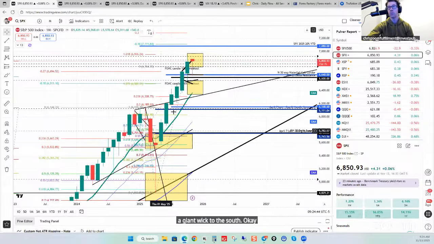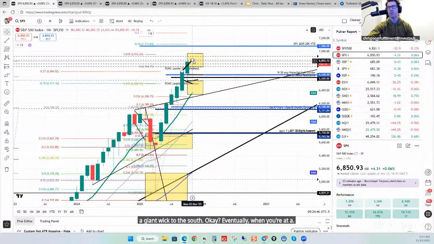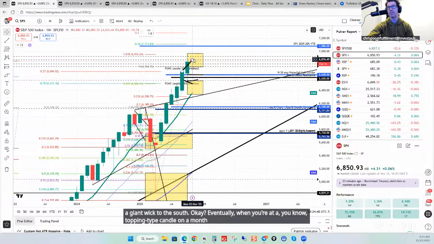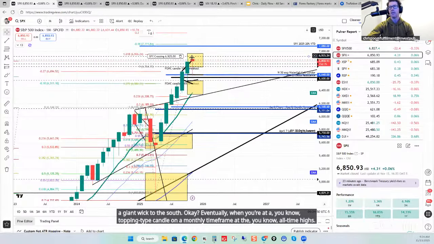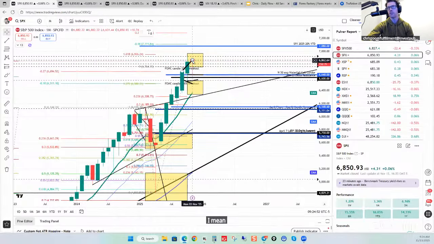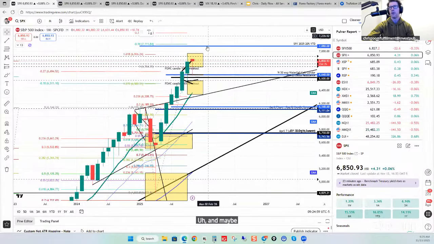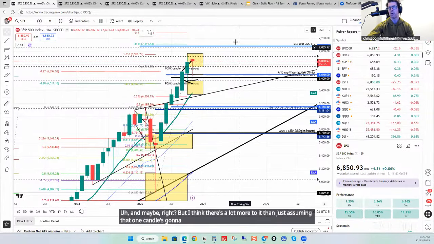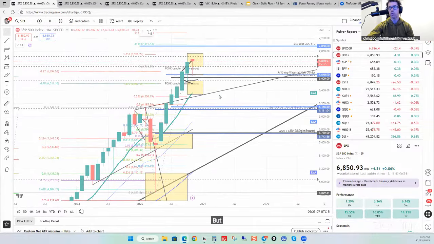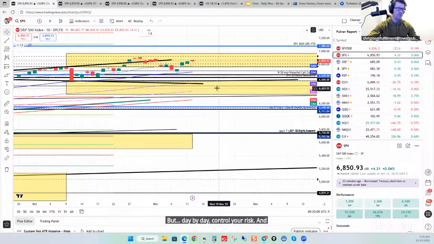Okay. Eventually, when you're at a topping type candle on a monthly time frame at the all-time highs, people will call this a gravestone doji or some type of indecision candle, and maybe, right? But I think there's a lot more to it than just assuming that one candle is going to be the top of the market. But day by day, control your risk, and we'll figure out how to navigate and survive it.